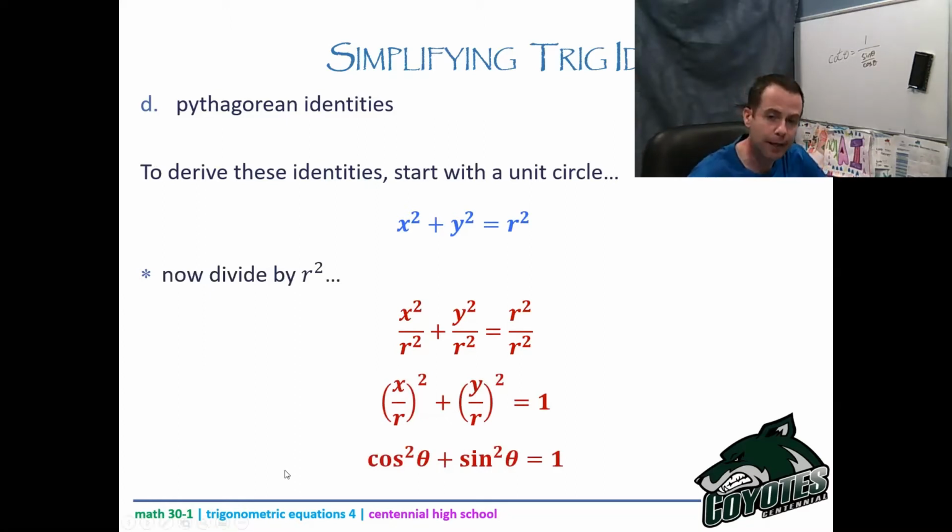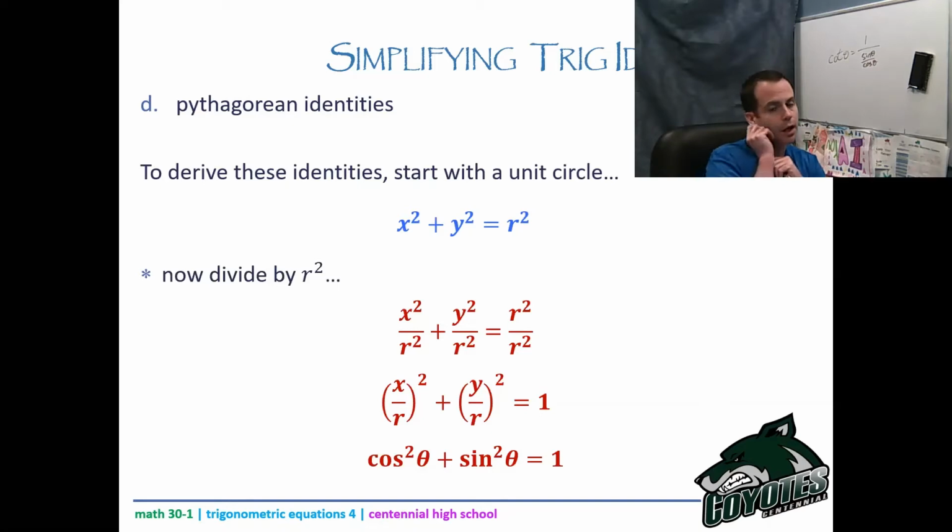So we end up with a Pythagorean identity that says the cos squared of theta plus the sine squared of theta equals 1. Okay, so anytime you see the cos squared of theta plus the sine squared of theta, you can now just replace that with 1 because that's a valid statement. That's what an identity means: it's a valid statement. I can replace one thing for another because they're the same thing.